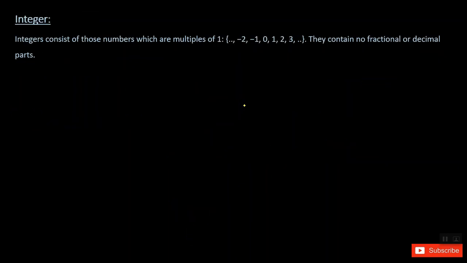Integers. An integer consists of those numbers which are multiples of 1. So any number which is a multiple of 1 is called an integer. So let's take negative 20, negative 1, 0, 10, 15, 100, and so on. These are all called integers as these numbers are multiples of 1. They may be negative, 0, or positive, it doesn't matter. These are all multiples of 1, and they contain no fractional or decimal part. These are complete numbers.